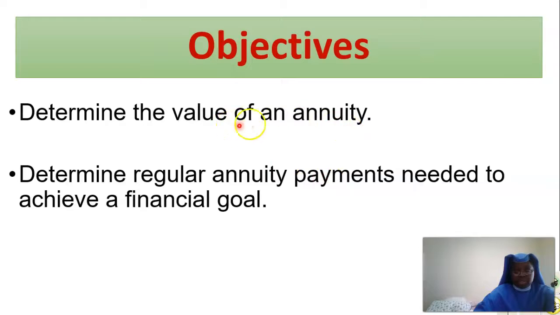We have previously solved for annuities, simple annuities. So the second objective is to determine the regular annuity payment needed to achieve a final goal. That is the one you're going to use more often, because you want to know how much you can deposit to achieve a certain amount of money when you retire.